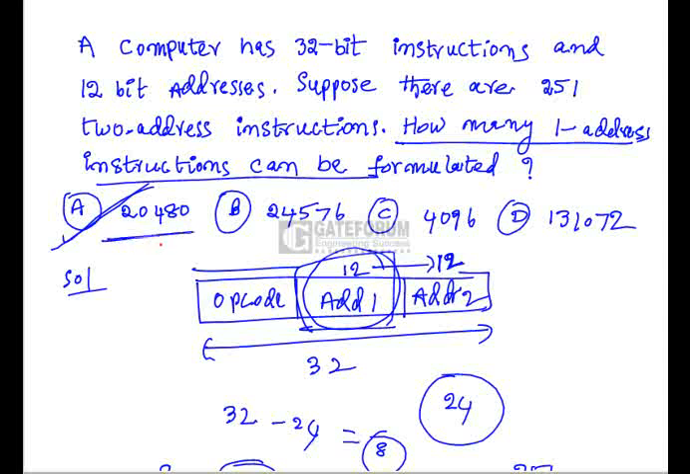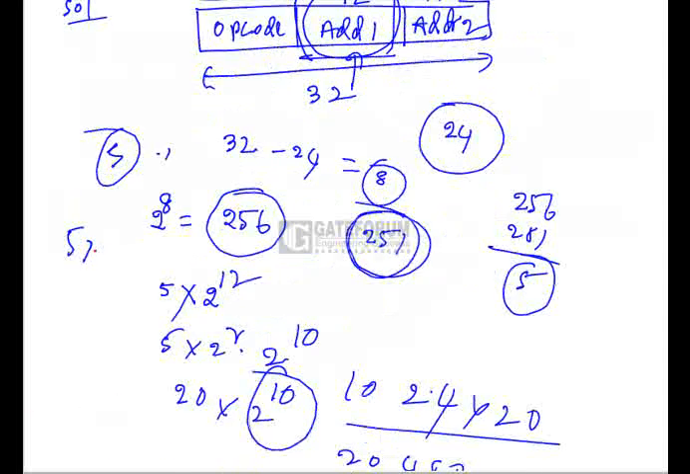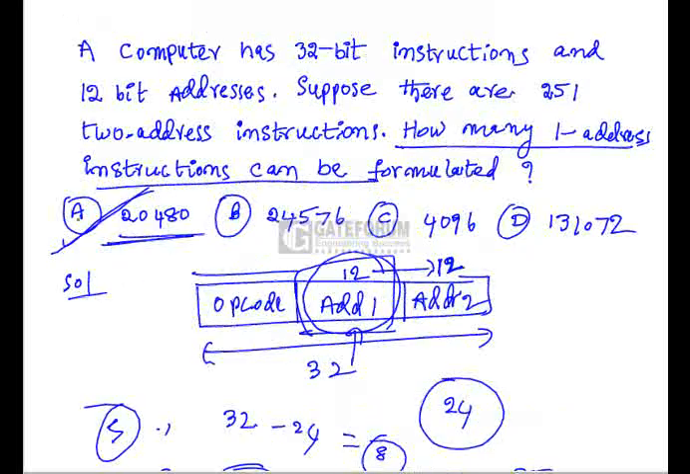20,480 one-address instructions can be formulated when you are using the first address as an opcode, extending the remaining 5 combinations in the two-address instructions, and then these 12 bits, 5 into 2 power 12, which is equivalent to 20,480. Option A is the right option here.